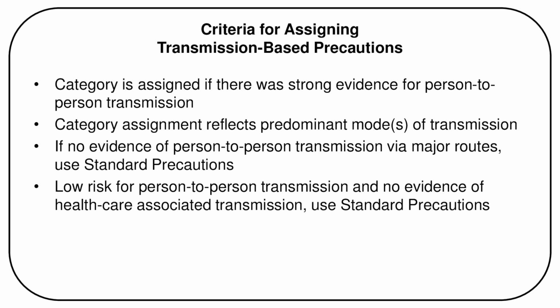Suppose I have an open case of tuberculosis or an influenza H1N1 positive case, where there are high chances of infection getting transferred from one patient to another, then you have to implement transmission based precautions. And the second point, if you see here, category assignment reflects the predominant mode of transmission. That is where the importance is.